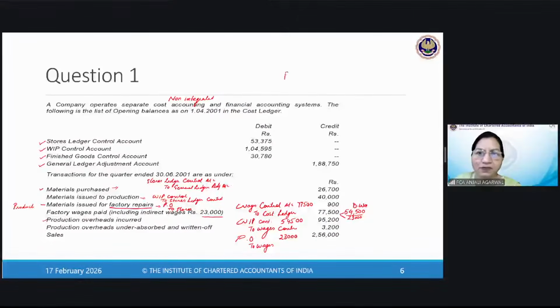Now you look at how much is the production overhead so far. Factory repairs 900, that was indirect material issued, and indirect labor 23,000. As well as the production overheads incurred are 95,200. So the general entry for this would be production overheads control account debit to cost ledger control account.